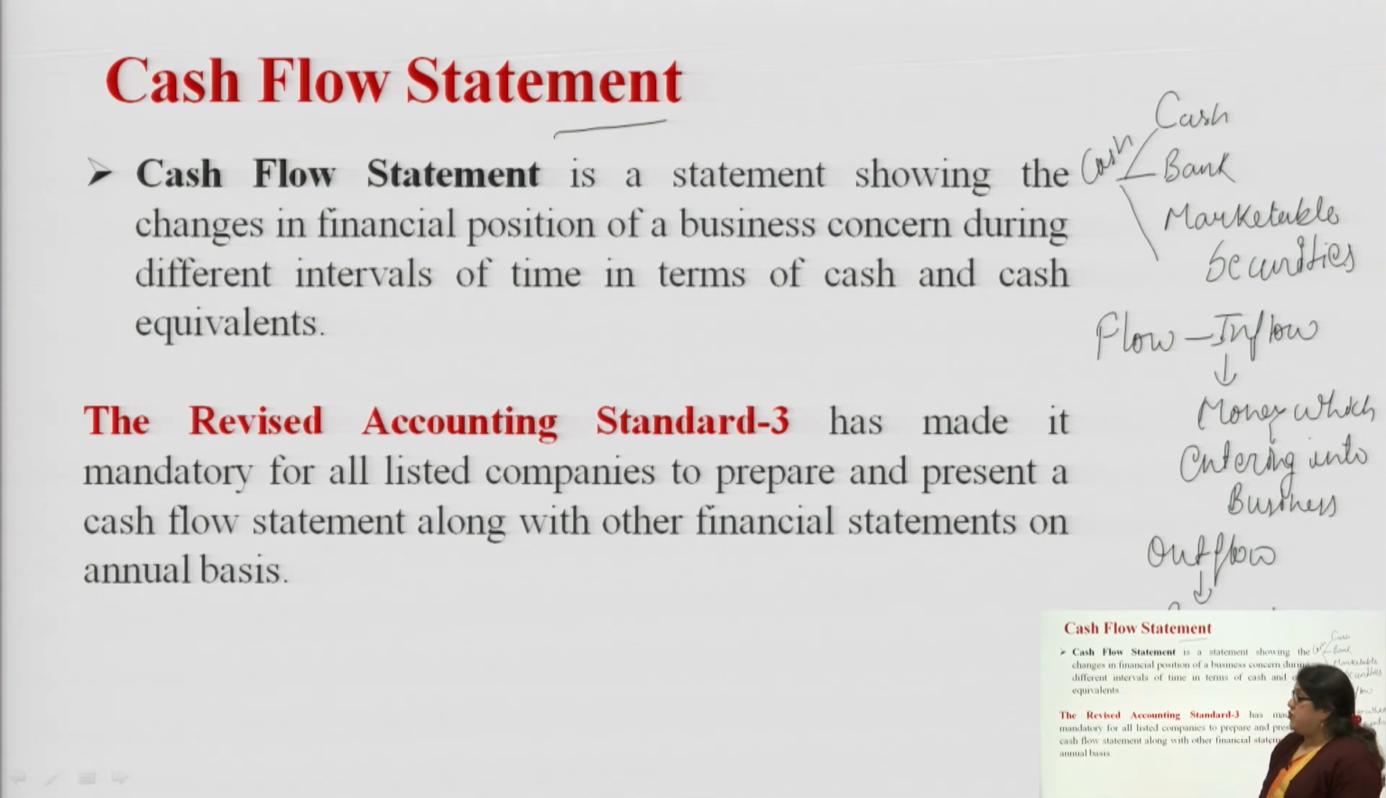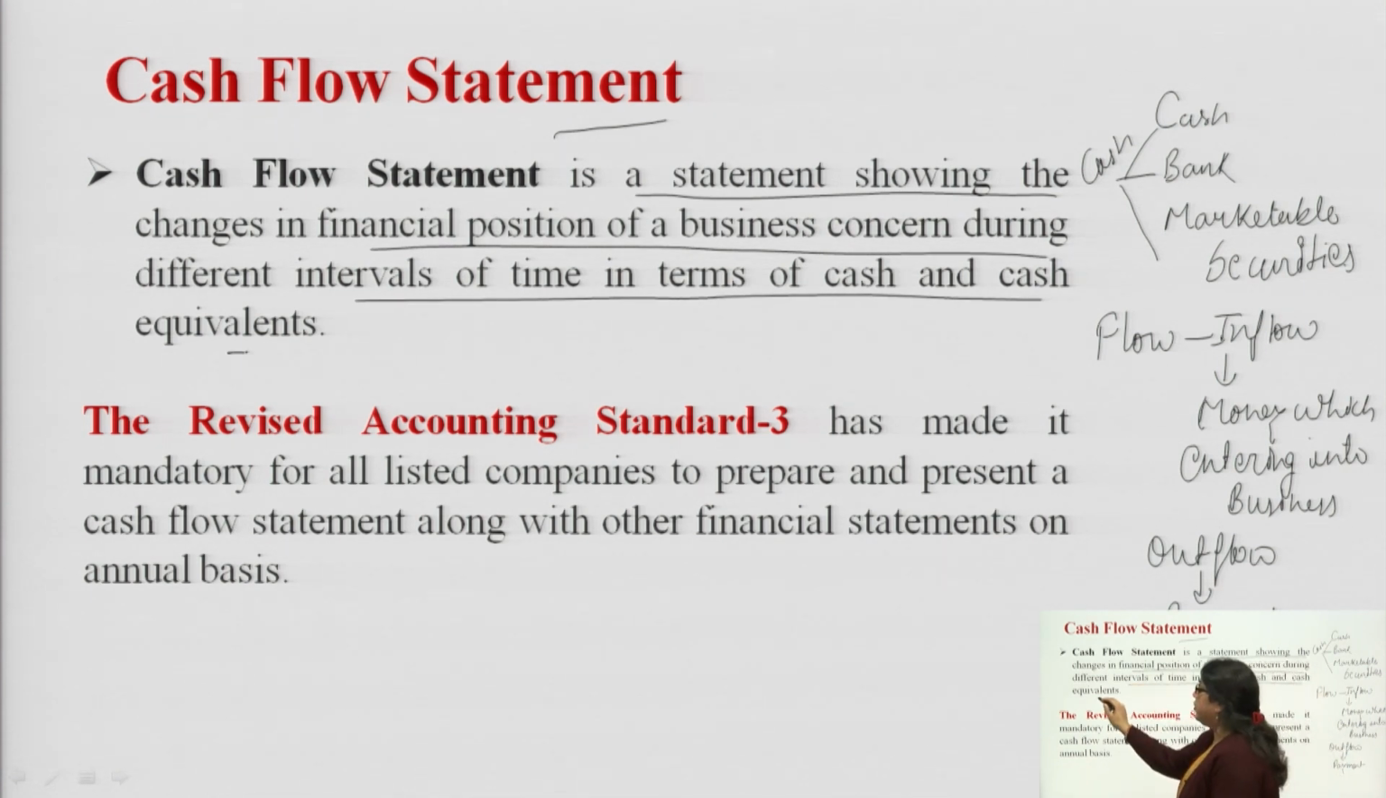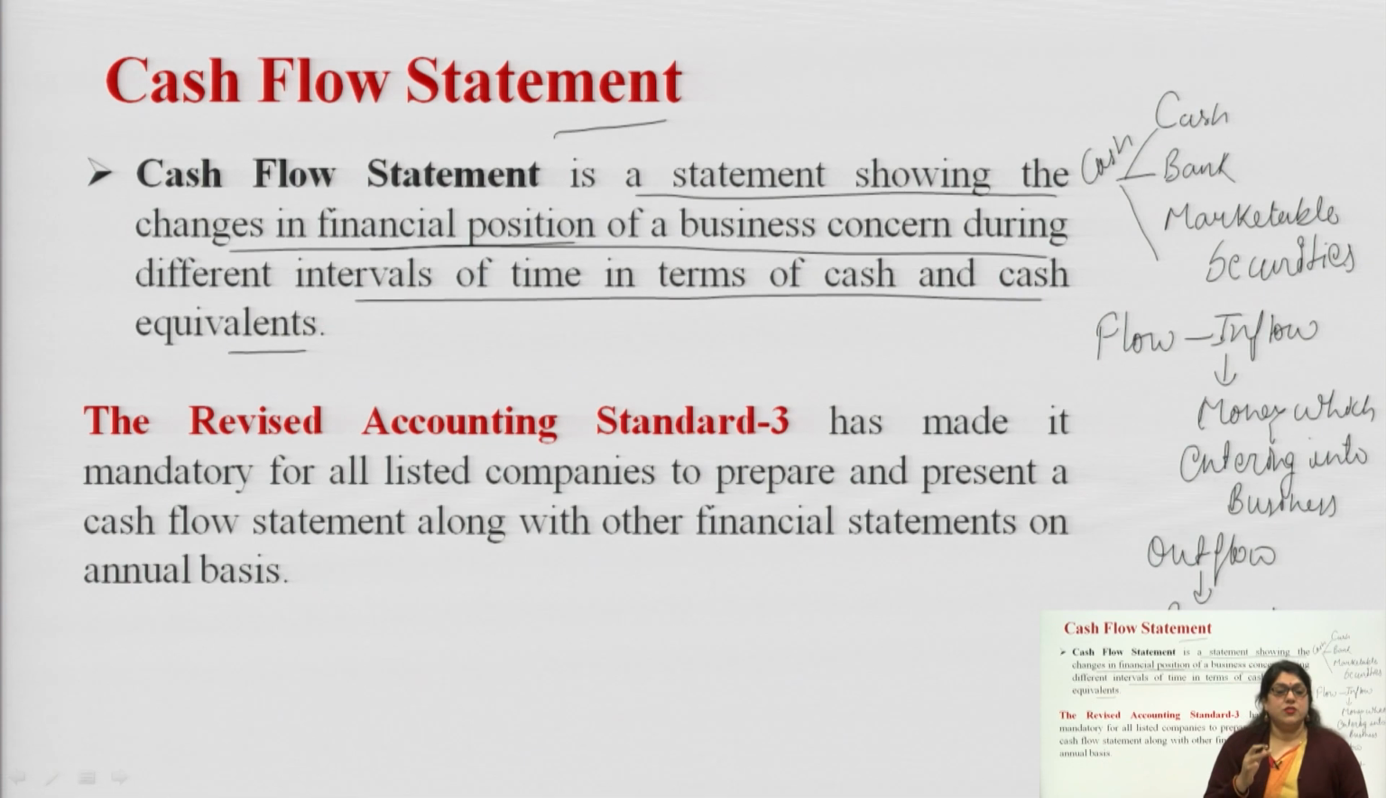Formally, the definition says that it is a statement showing the changes in the financial position of the business concern during an interval of time in terms of cash and cash equivalents. I can break this definition into three parts for better understanding. One is change in the financial position. What is the change in the financial position? Financial position means whether you are in profit or in loss.